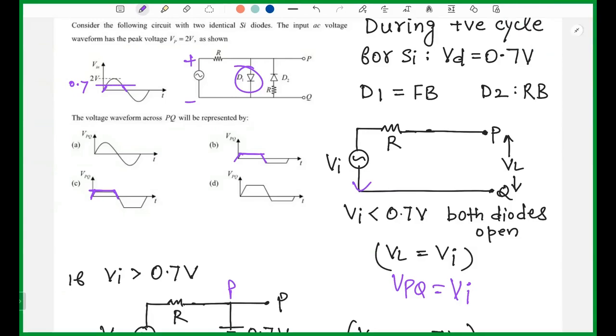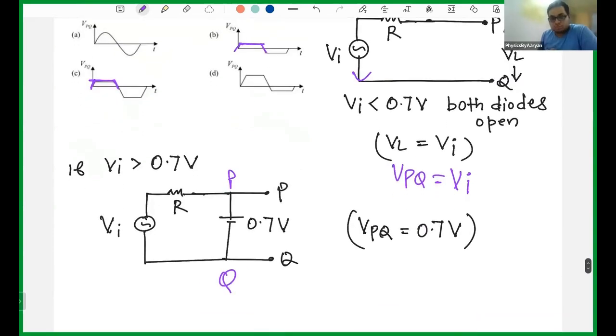Excuse me, sir. In the circuit below, if I increase the voltage V, no matter how much I increase, the voltage across this diode will still be 0.7 volt. Yeah, PQ voltage will still remain 0.7. So the remaining voltage is the resistance eating it, sir. Exactly.